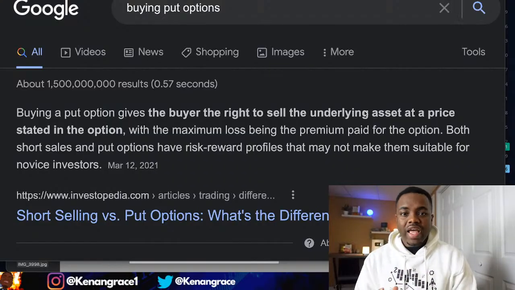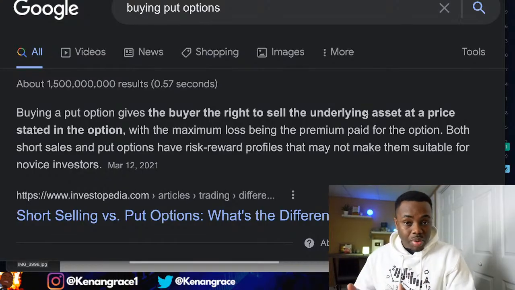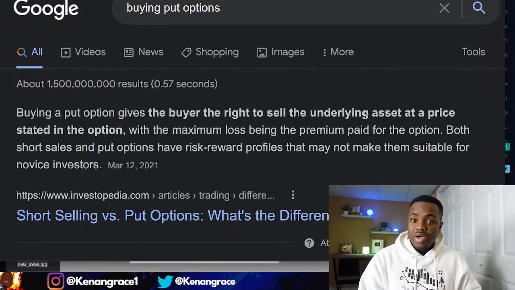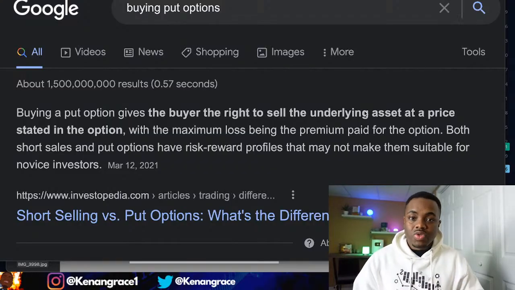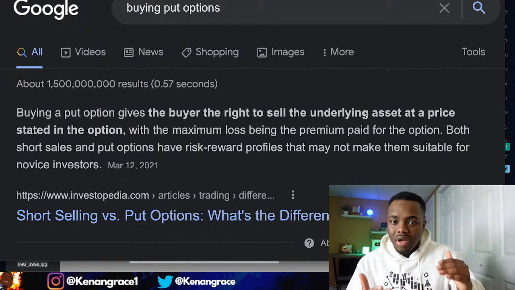Whenever you hear underlying asset, they mean what stock are we talking about? If you buy an Apple put, the underlying stock is Apple. If you buy a BNGO put, the underlying stock is BNGO. So whenever you hear underlying asset, they're talking about what stock.